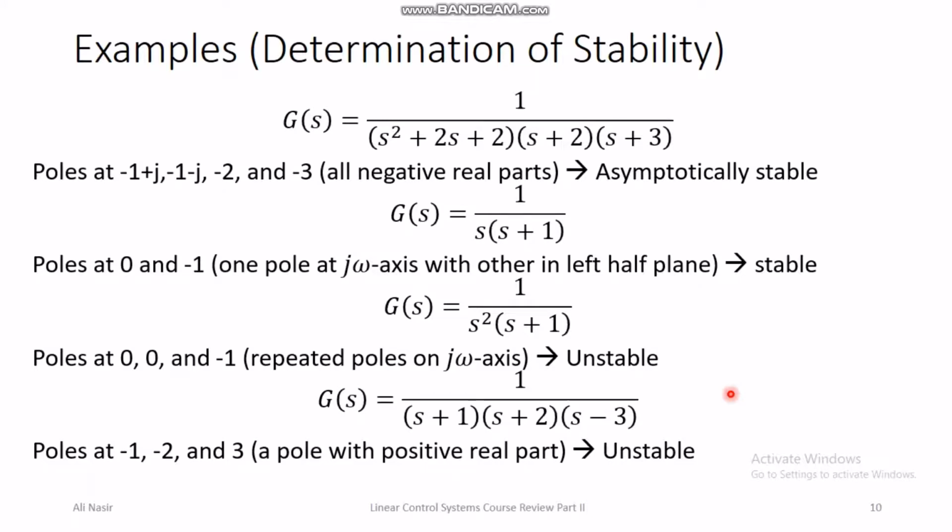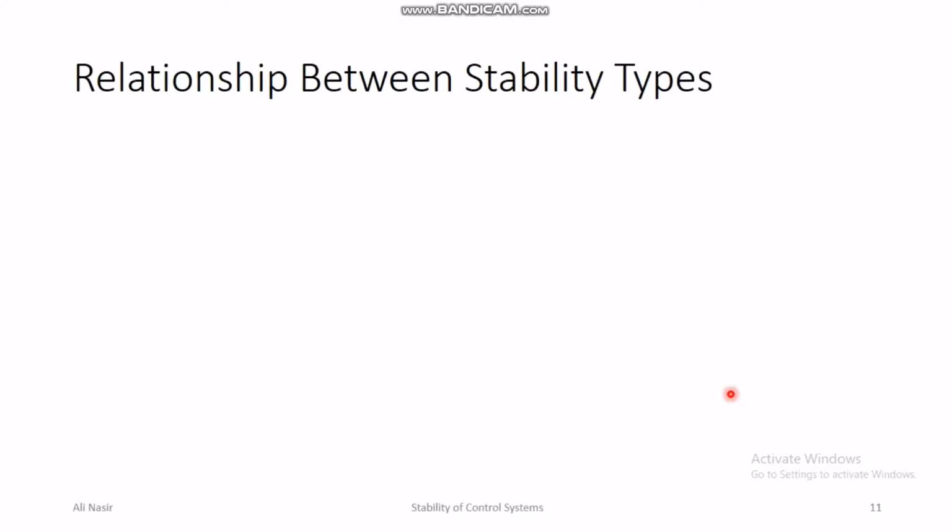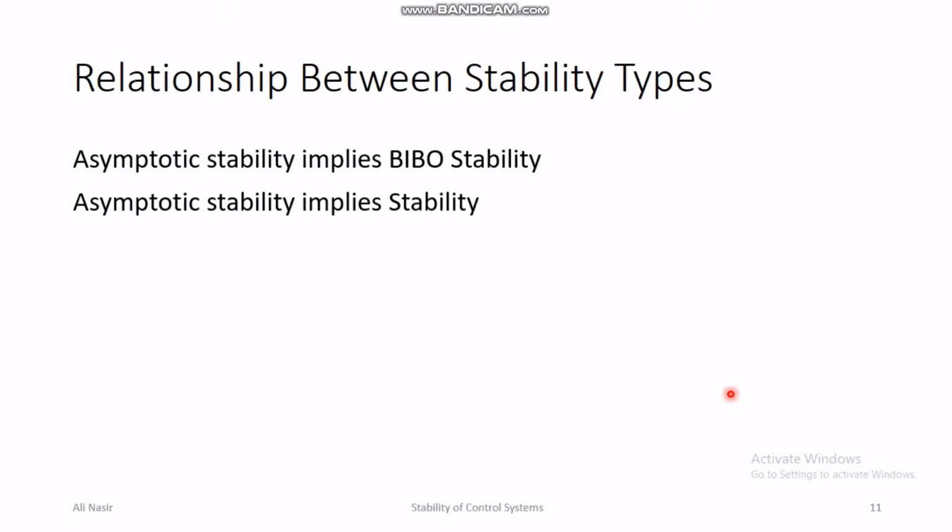So poles of the transfer function representation is exactly the same as eigenvalues of the A matrix in state space representation. So relationship between different types of stability. If a system is asymptotically stable, then it is understood that it will also be BIBO stable. You don't have to calculate BIBO stability for an asymptotically stable system.